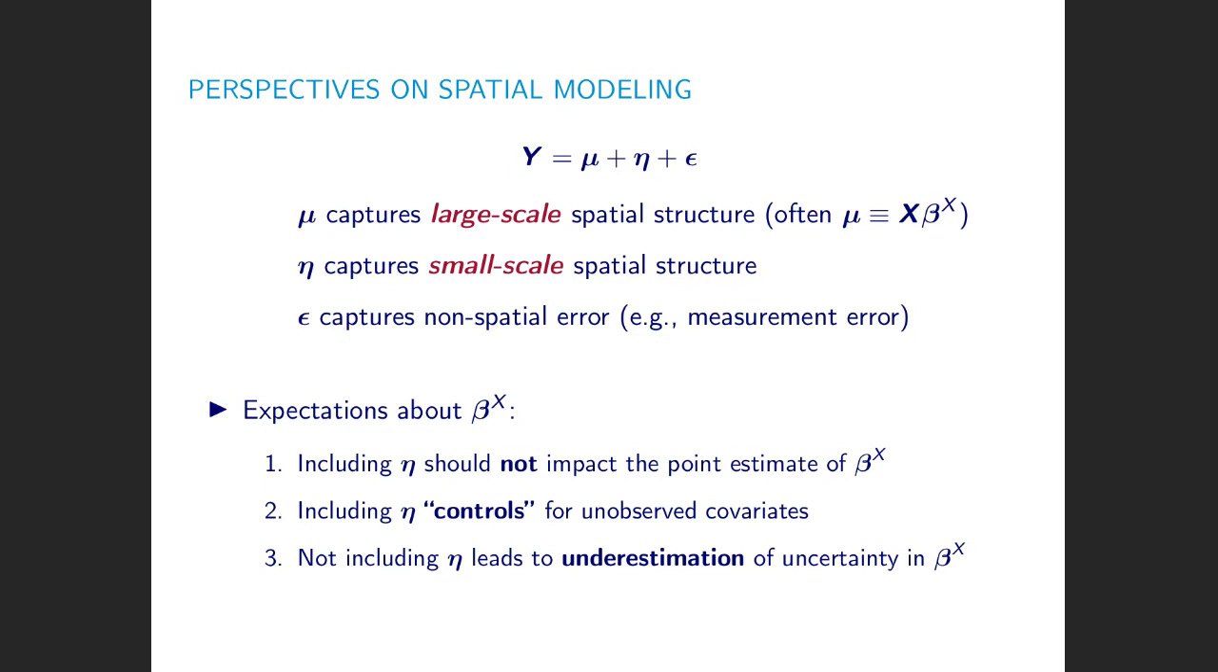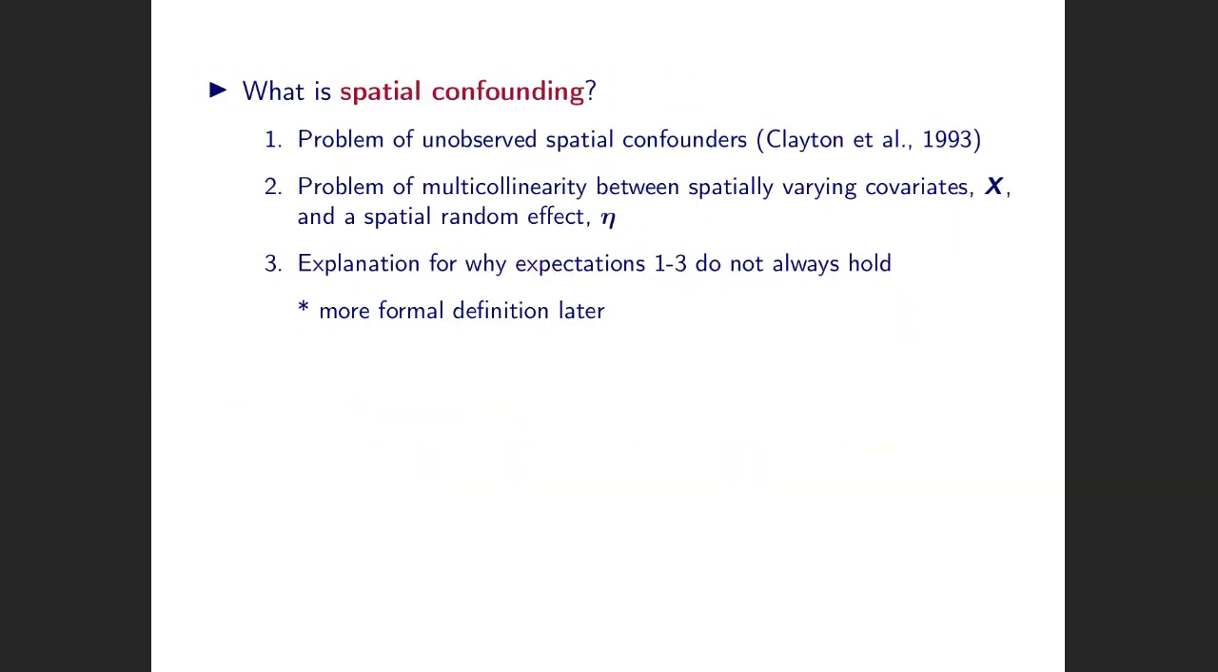And there's some reasons to believe number 3 in certain cases. So for instance, if all we were interested in doing is estimating a constant mean, it would be the case that not including eta in the model would lead to underestimation of uncertainty in that unknown mean. But claims about this being the case for a general mean structure are not, in fact, true, despite the expectation in the literature. Okay, so with this background, what is spatial confounding?